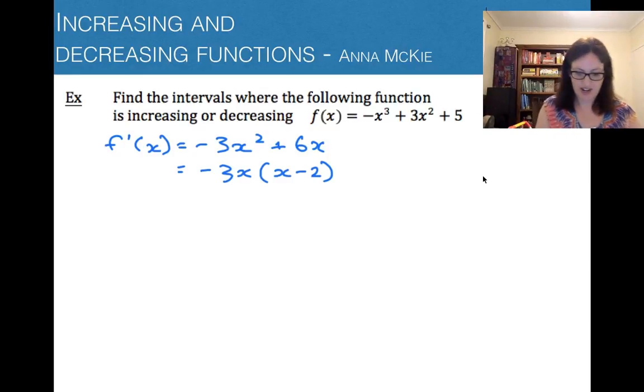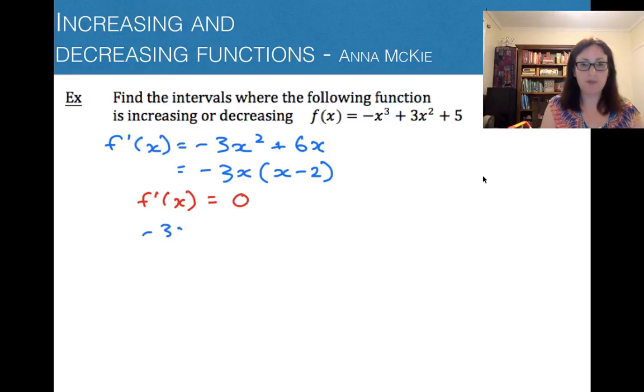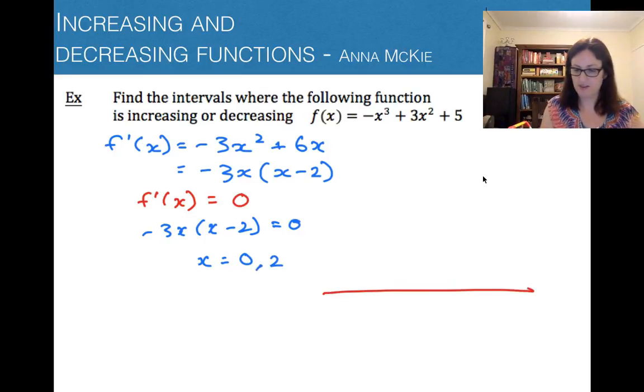And we're interested when f dashed of x is equal to 0. So that's when it's going to change from increasing to decreasing. So if we put that derivative equal to 0 and solve for x, we will find that our values are 0 and positive 2. So on our sign diagram, they're going to be our values of interest. So for this is f dashed of x for 0 and 2.